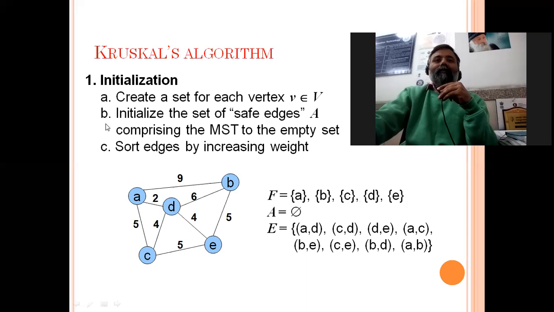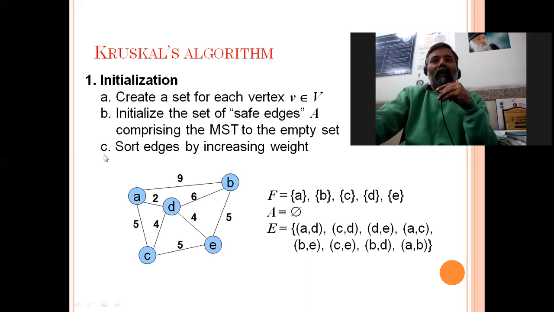Now initialize the set of safe edges, capital A, comprising the MST, as empty in the beginning. So this set A will consist of all the edges which will create a minimum spanning tree of that graph.